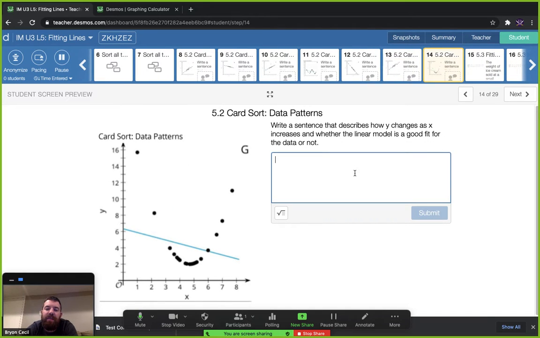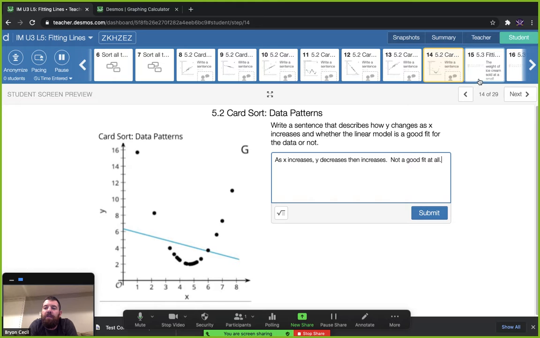And then here, we say as x increases, let's look, y decreases, then increases, and I would say not a good fit at all, right?